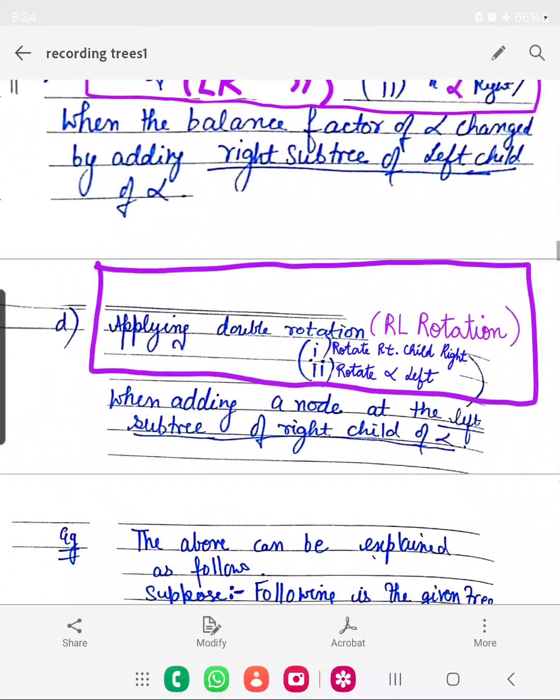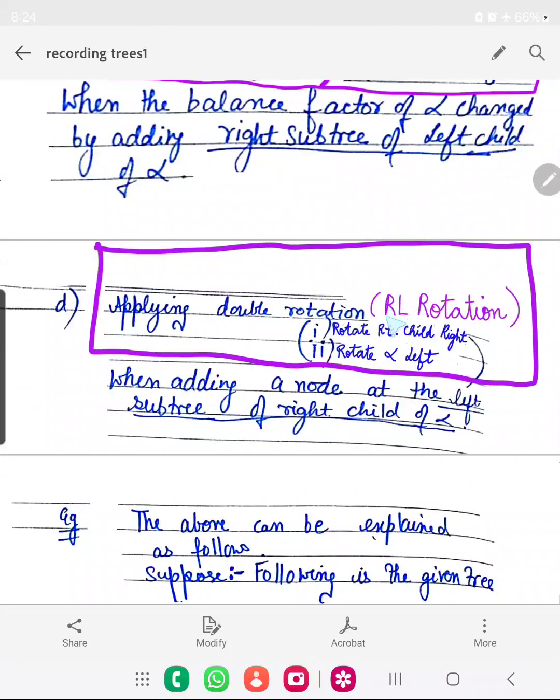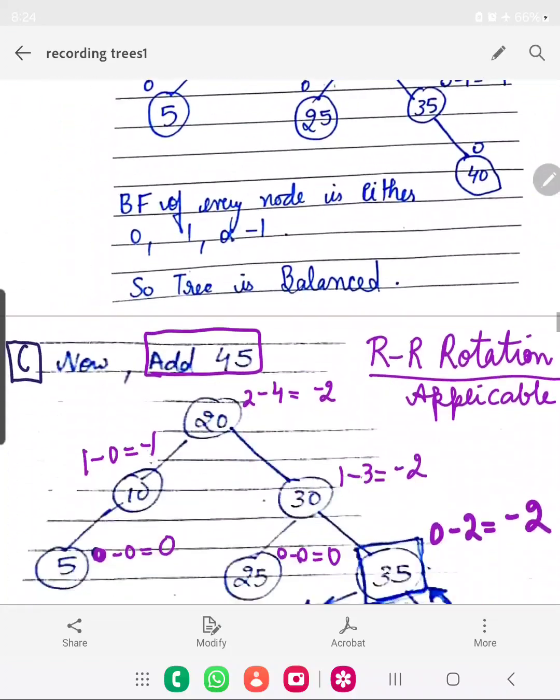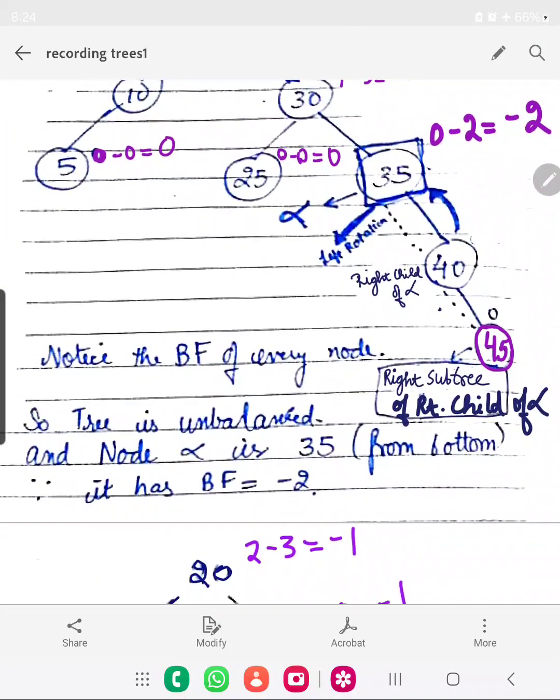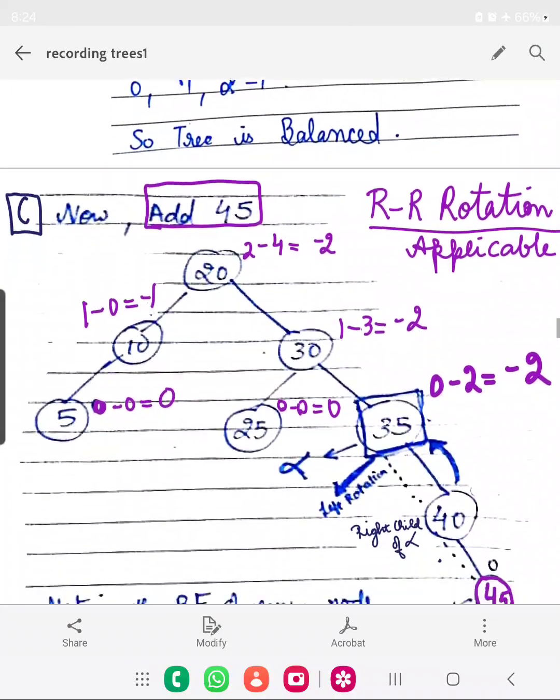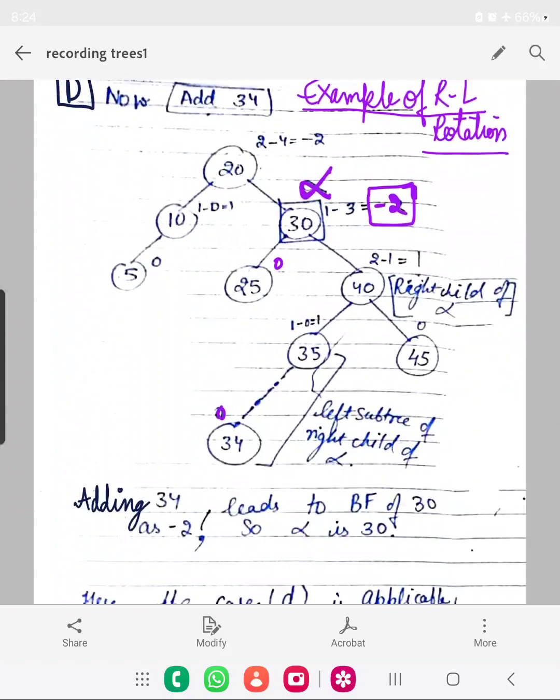Alright. I have already discussed what is to be done in RL rotation. In RL rotation, we rotate the right child to the right and we rotate alpha to the left. Since it is double rotation, we will perform rotation twice. Moving back to our example, what do we have to do? We have to rotate the right child, which is 40, to the right.